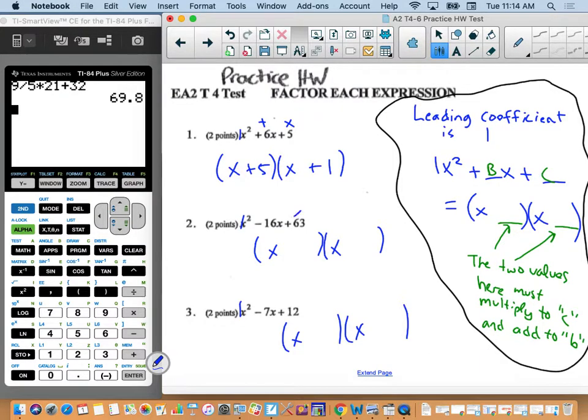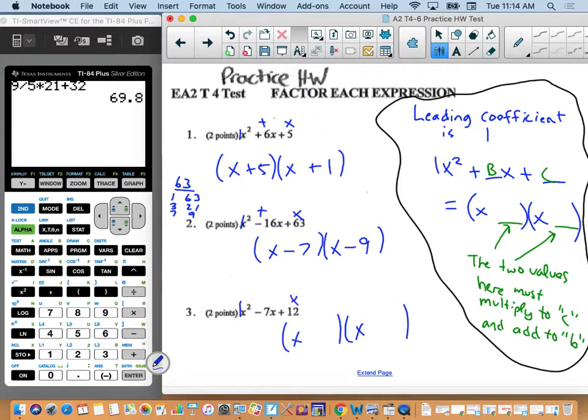In number 2, we need numbers that multiply to 63 and add to negative 16. And if it helps, make yourself a little table of all the factors of 63. And you'll stumble across 9 and 7. And if you make them both negative, they will still multiply to positive 63 and add to negative 16.